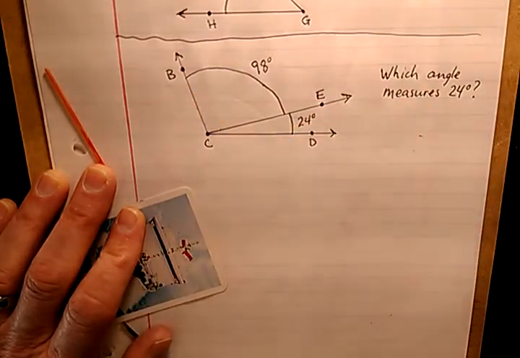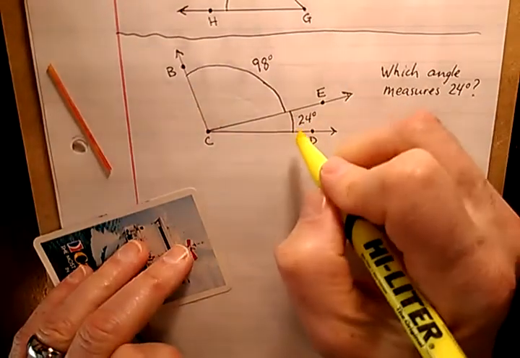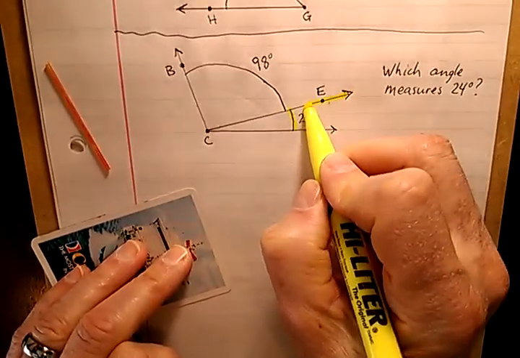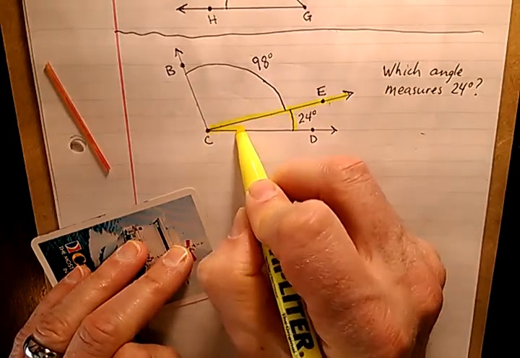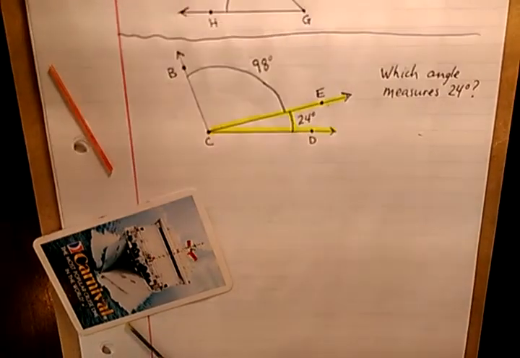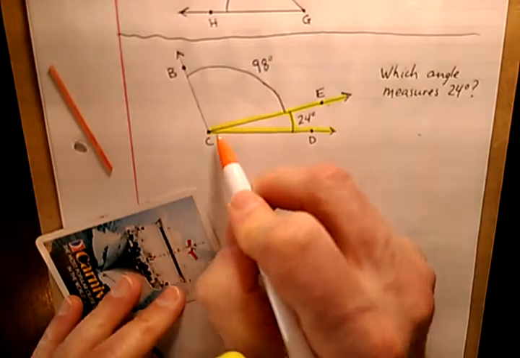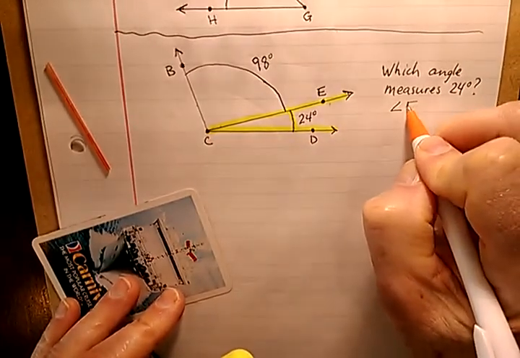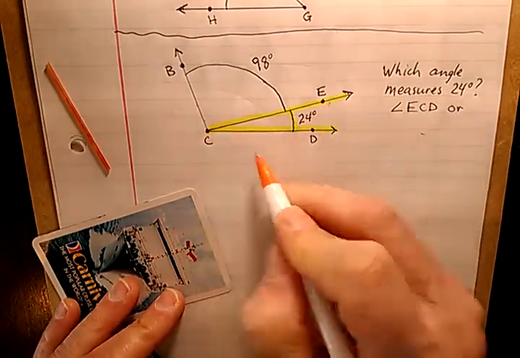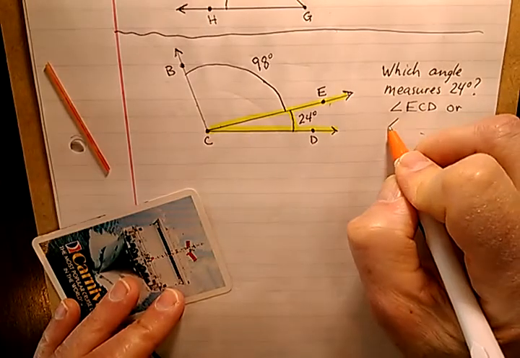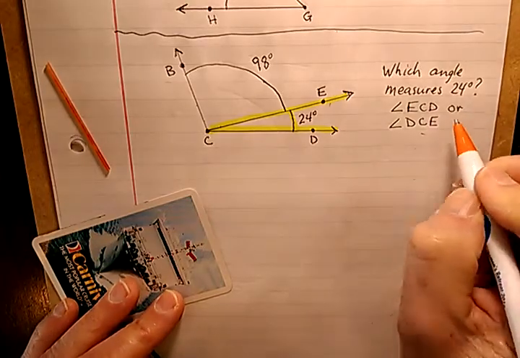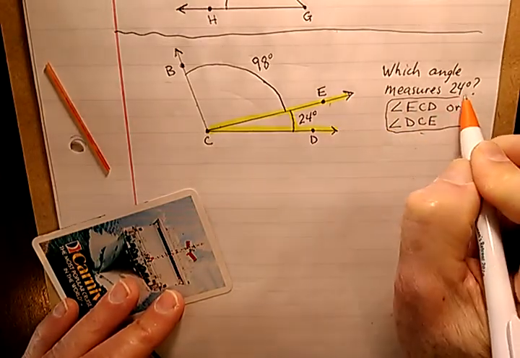There's a lot here, but the 24-degree angle is just this rotation from here to here. So we need to focus in on the rays that form that angle. So this ray and that ray right there form that 24-degree angle of rotation. So the letters are ECD. We could say this is angle ECD. Or there's another way we could name that. Instead of ECD, we could call it DCE. So we could say it's angle DCE also. So those are two different names for that same angle.